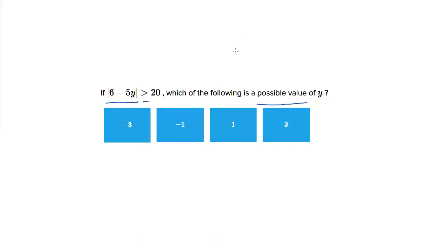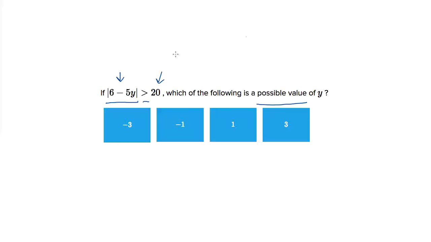What I mean by works is there's going to be only one of these values that you can substitute in or plug in for the variable y to make this inequality true, to make what's on the left side greater than what is on the right side. So if you want the full explanation of how to solve for an absolute value inequality, you should read the written explanation on this question.